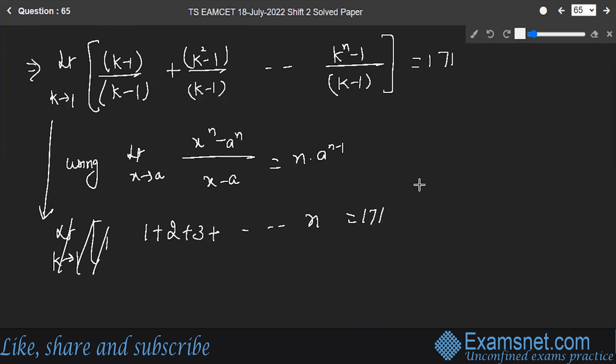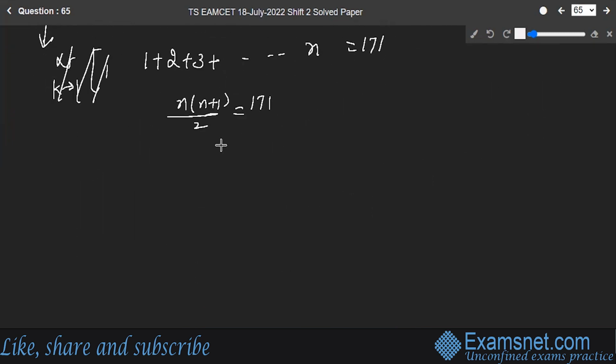You know the formula for the sum of first n natural numbers? It's given by n into (n plus 1) upon 2. This is also the same. So n into (n plus 1) upon 2 is equal to 171. Let's open it: n squared plus n minus 171 into 2 is equal to 0. So n squared plus n minus 342 is equal to 0.